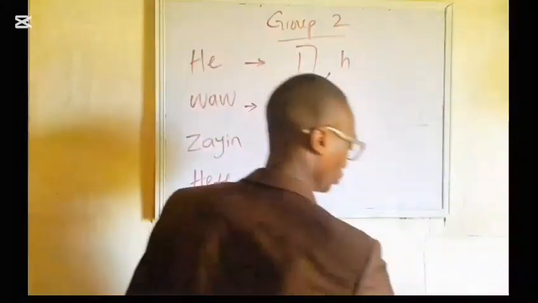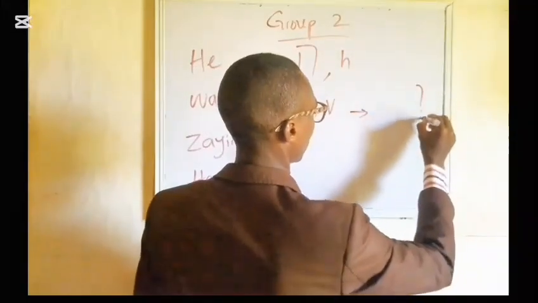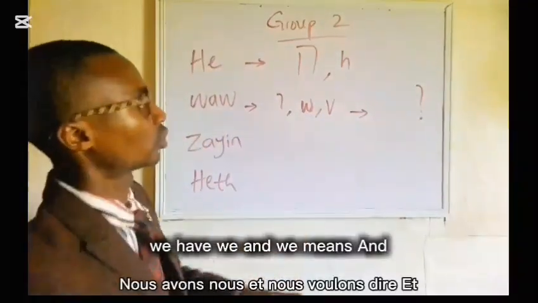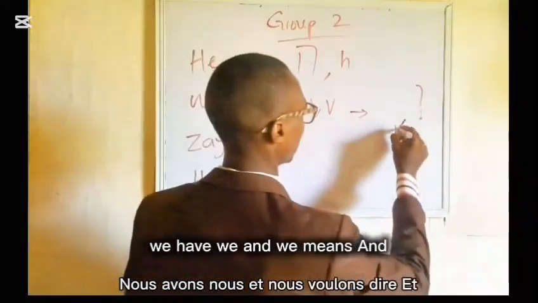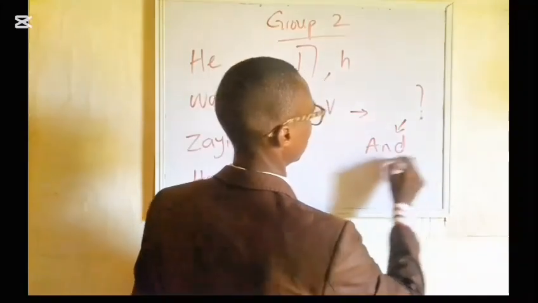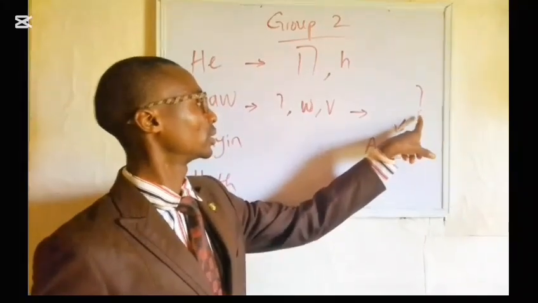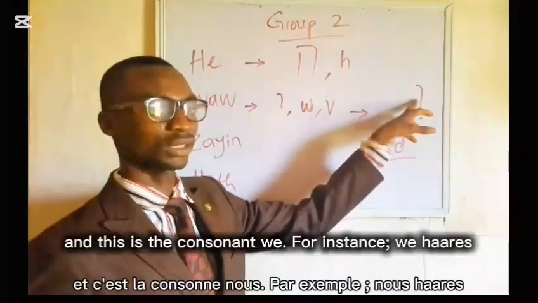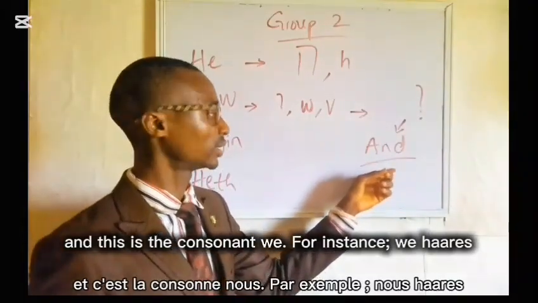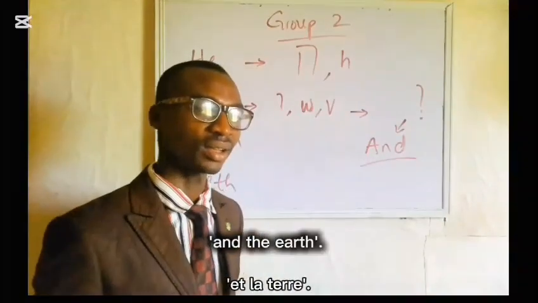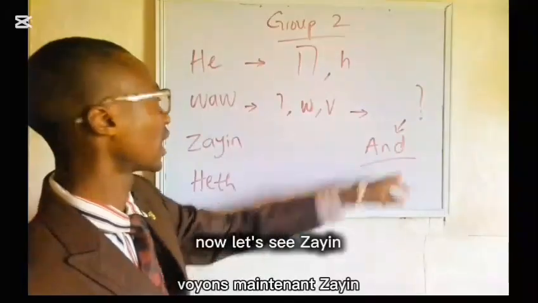Then let's have a word using Vav. We have yad. Yad means hand. So this is the yod, the patah, and then the consonant dalet. Yad, that's hand. So yad means hand.